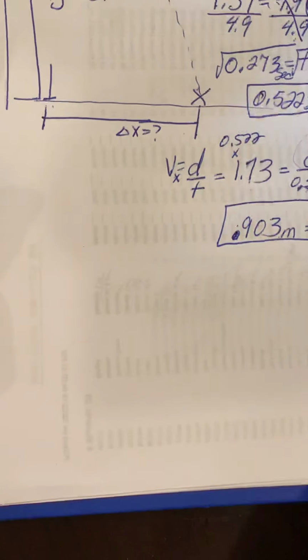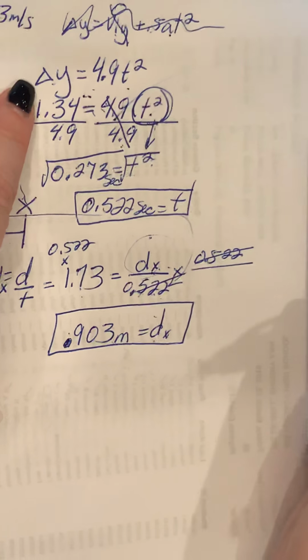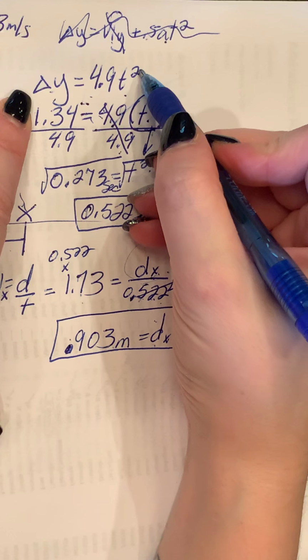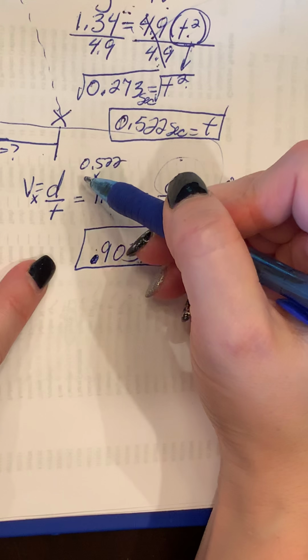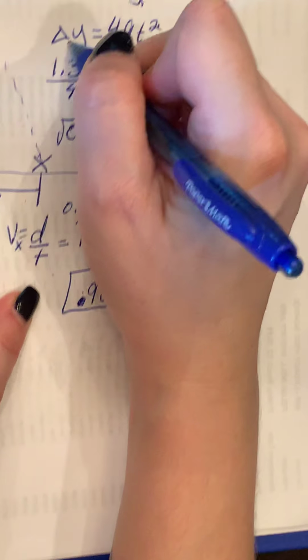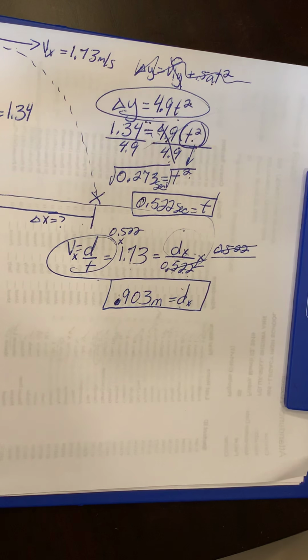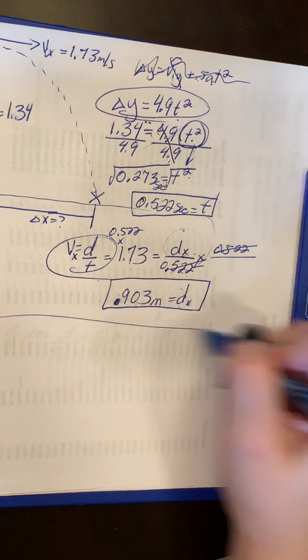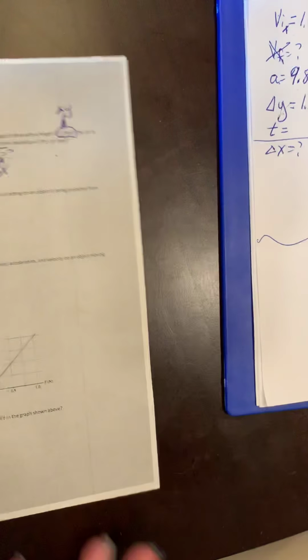Okay, and that's what you do each time. You need to start with this formula here, solve for time, then go into Vx equals dx over t. So this is the formula, and this is the formula that you use each time. That one and that one. Zoom out just a little bit here so you can see both. All right, so I'm going to move on to number 5 now.